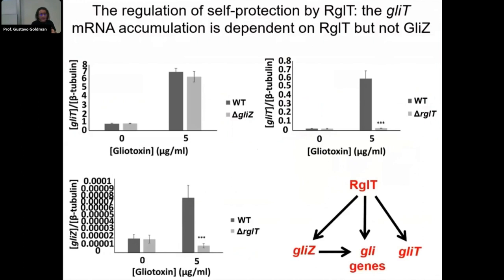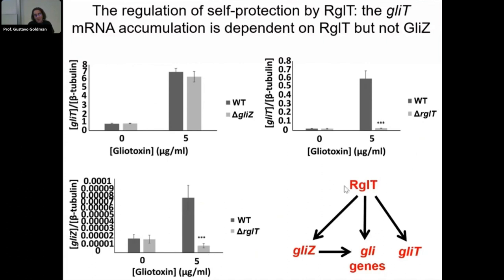I'm going to skip that. I think the most important thing is that, of course, this was validated. We validated the binding sites. And here you see that when we run an RT-qPCR experiment, we are measuring GliT in the background of GliZ. As I told you, GliT expression is not dependent on GliZ. And then we measure GliT expression in the presence of RGLT, and it is completely dependent, and also GliZ is completely dependent on RGLT.